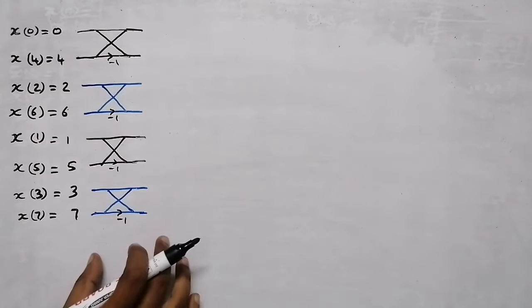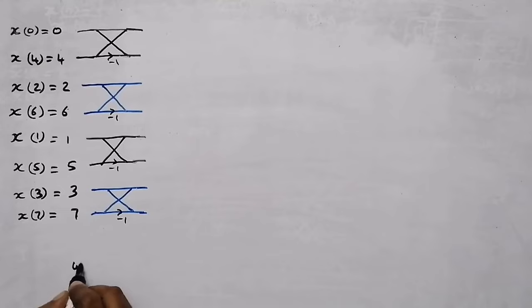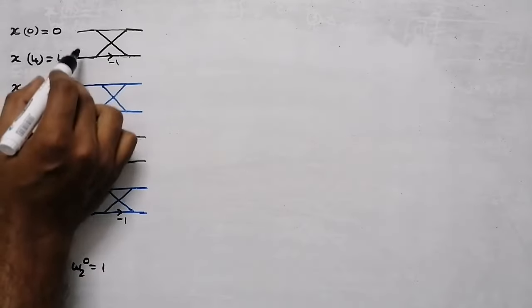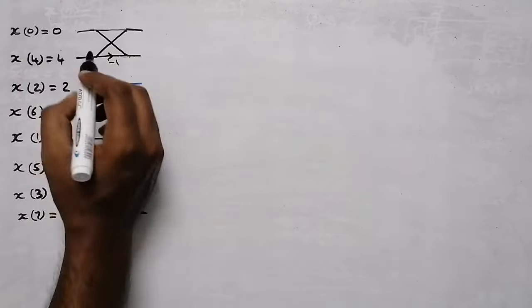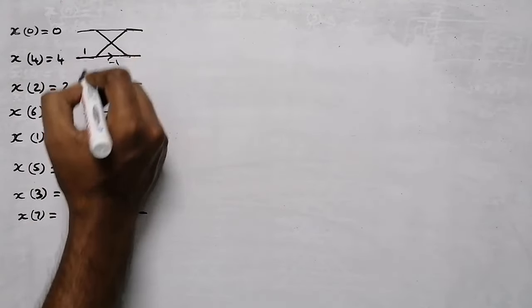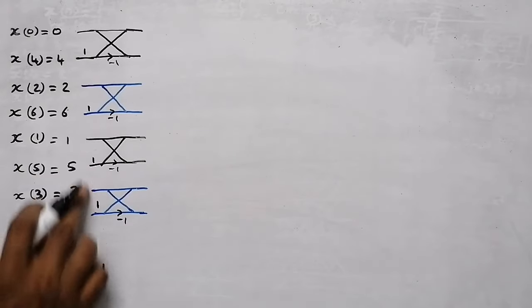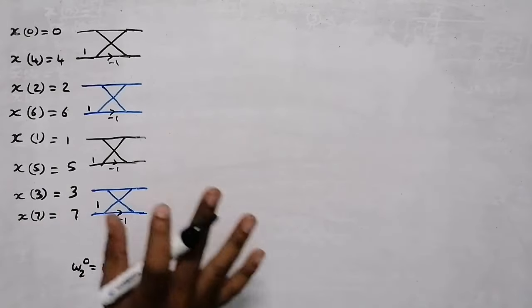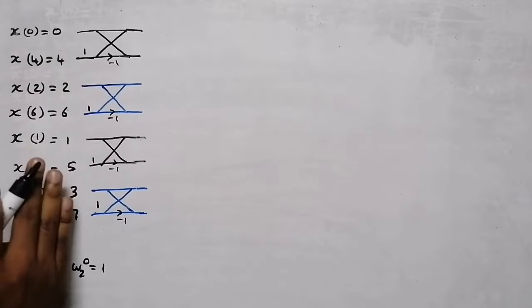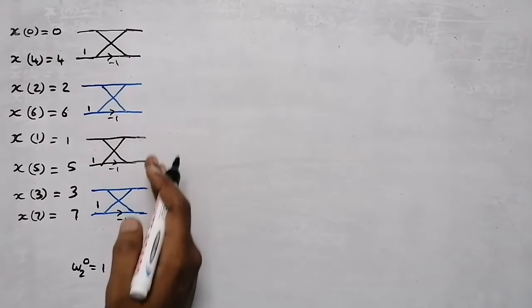So the first stage is 2-point DFT. So the twiddle factor will be W 2 raised to 0. That is 1. So we need to multiply everywhere with W 2 raised to 0. So that is 1. We need to multiply here, here, here and here. This is our twiddle factor. Now, look at this. Now we have elements here. We need to find the elements that are going to come here.